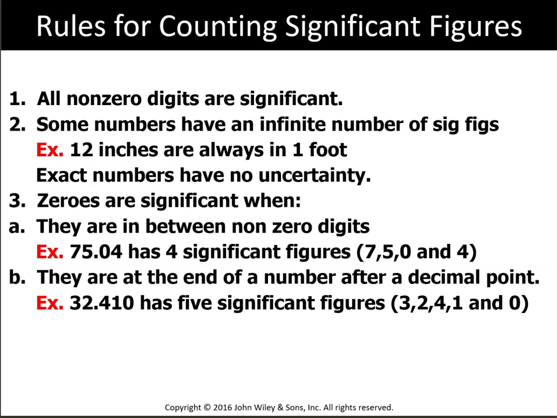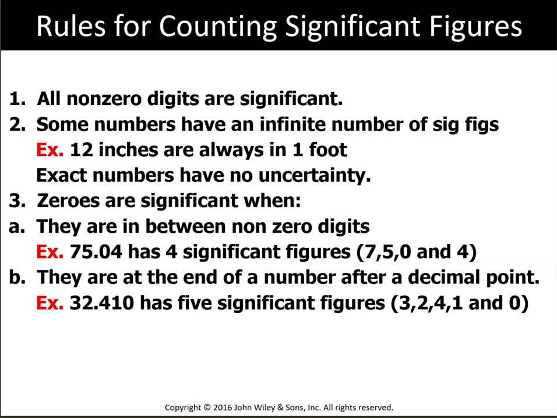You count 0 as significant if it comes in between 2 non-zero digits. For example, here, 75.04 is a number that includes a 0. Now the question is, what type of 0? It's a 0 that comes in between 2 non-zero digits, so you count this as significant. So this has 4 significant figures.